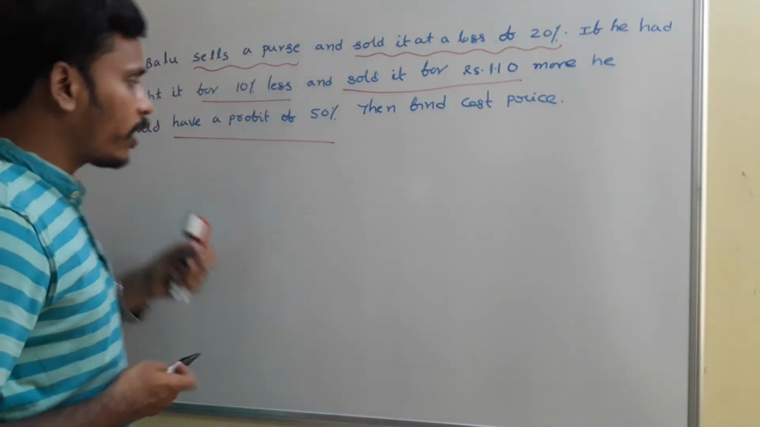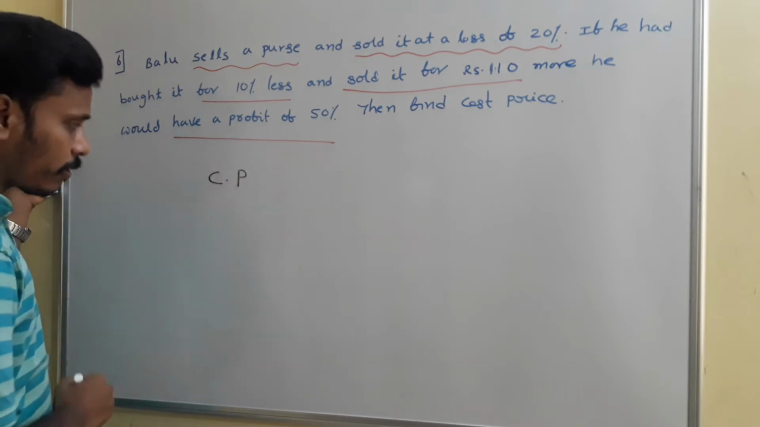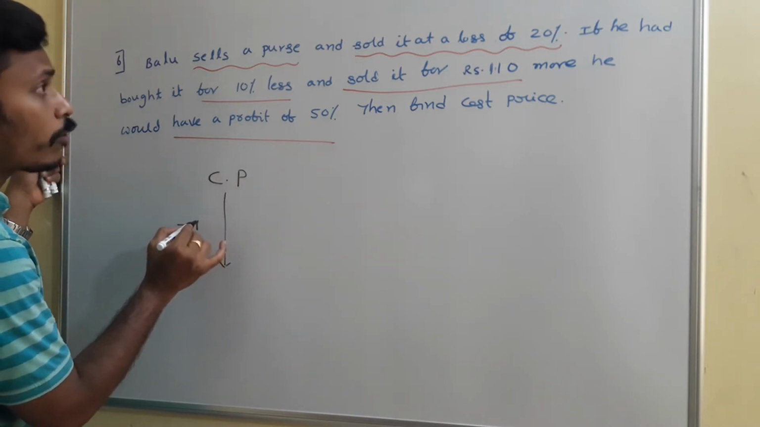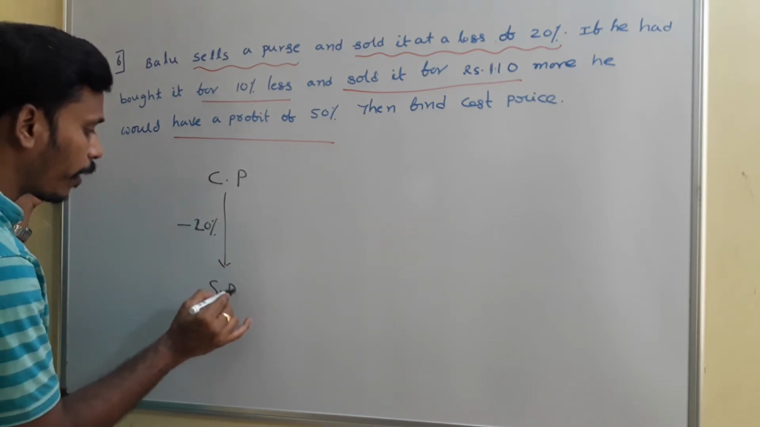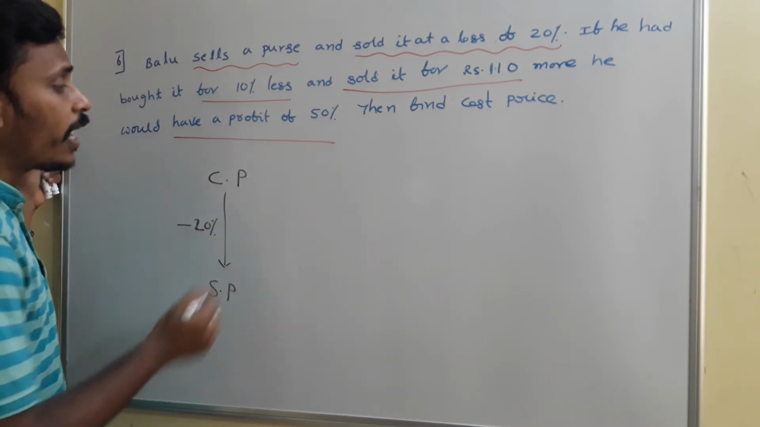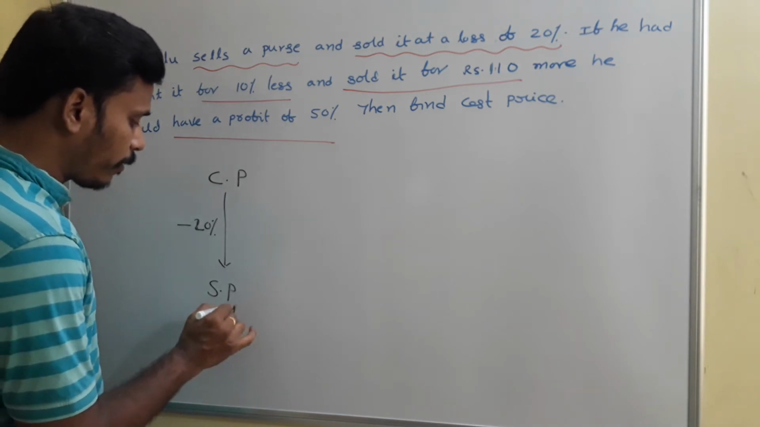Okay, you just look at this. The first case, Balu bought the purse at cost price, and in this case Balu is selling that purse at a loss of 20%, and in this case we have selling price. You just say that, okay, we have selling price, right? And in the next case, what Balu is saying is, you just say it as selling price 1, right?